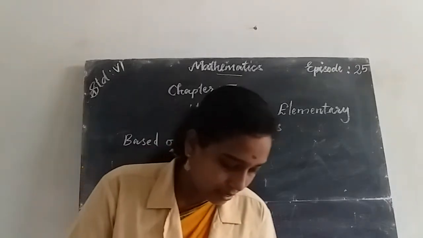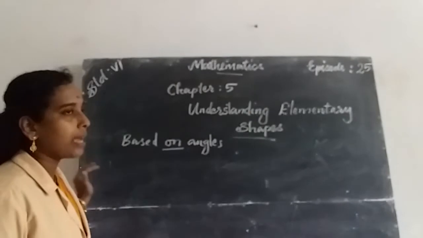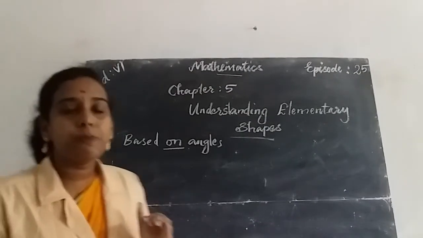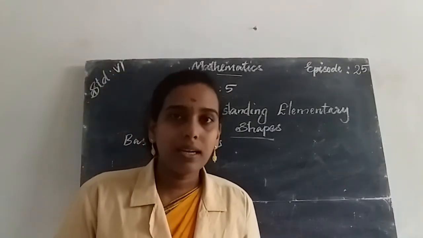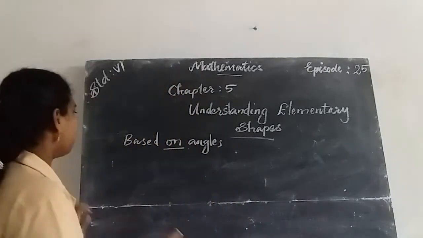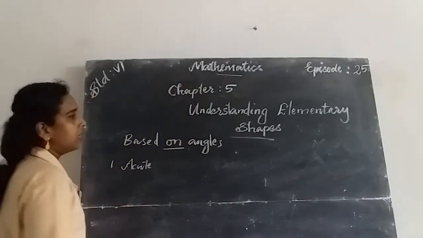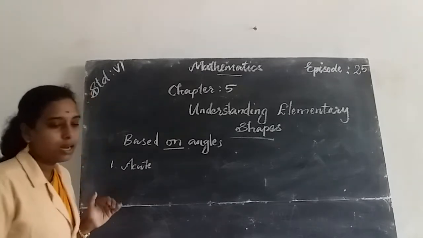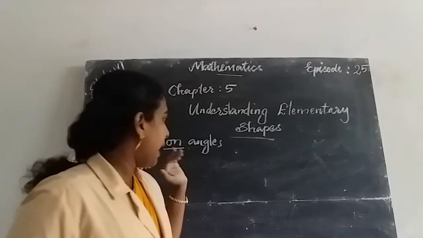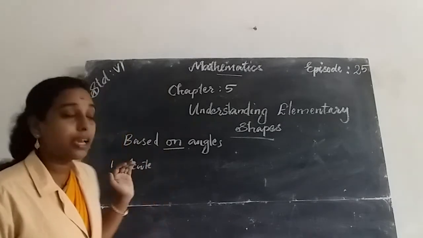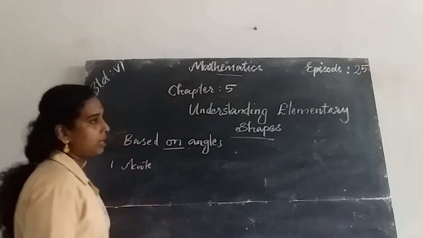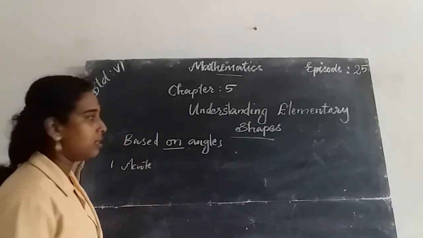So acute angled triangles means all the angles are acute. Acute means it's less than 90 degree. So first one is acute angled triangle. Acute angled triangles, which means all the angles are acute. Then it is said to be an acute angled triangle.